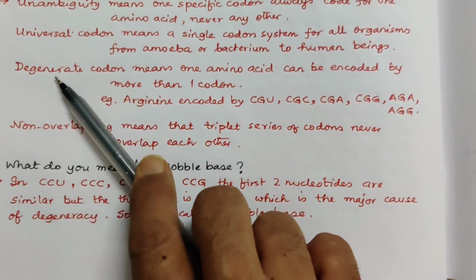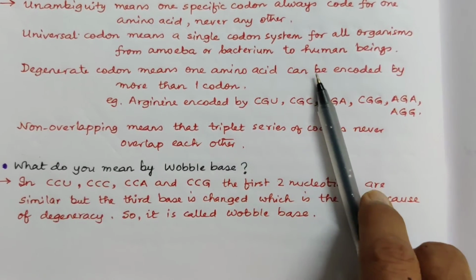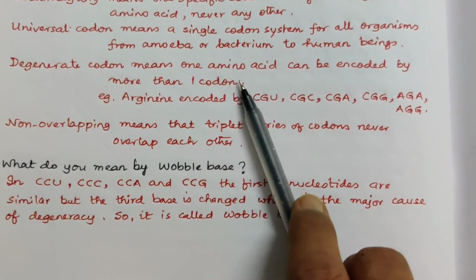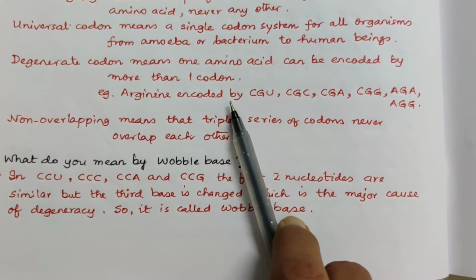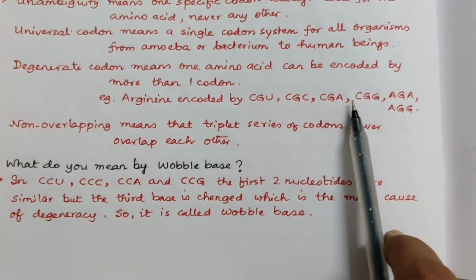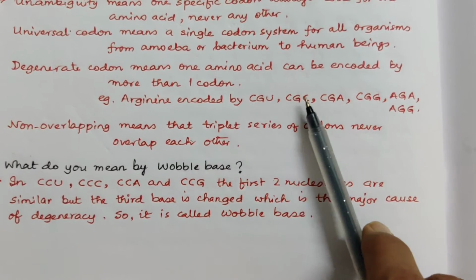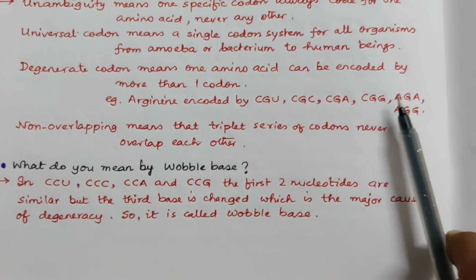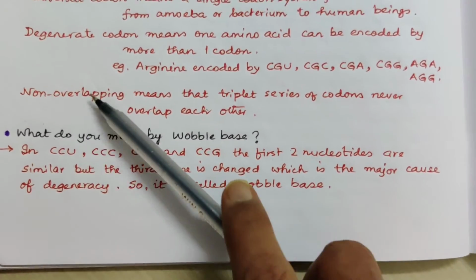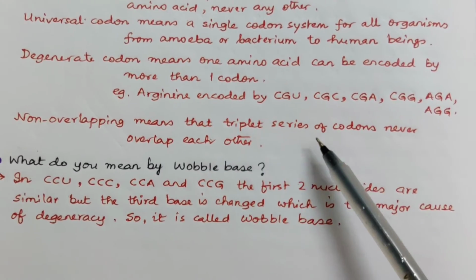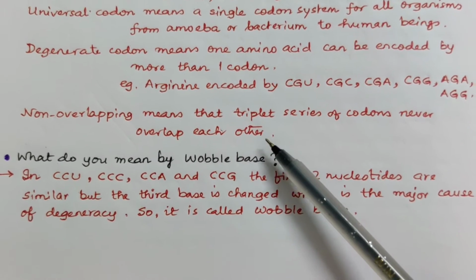If the codon is degenerate, it means that one amino acid can be coded by more than one codon. As example is given here, arginine is encoded by 6 different triplet codons: CGU, CGC, CGA, CGG, AGA, AGG. And if the codons are non-overlapping, it means that the triplet series of codons never overlap each other.